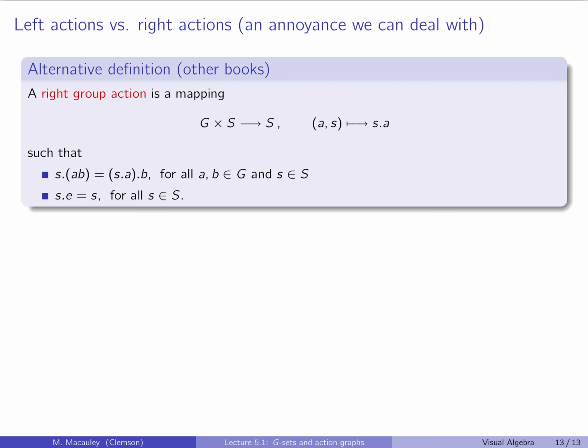So here's how they define a right group action. It is a mapping from an ordered pair of a group element and a set element to a set element. So it takes group element A and a set element S, and it sends it to S dot A. And then the following conditions have to hold. This is like the homomorphism property or the buttons property. S dot AB equals S dot A dot B for all group elements and set elements. And then we also need S dot E, the identity, is equal to S for all set elements.